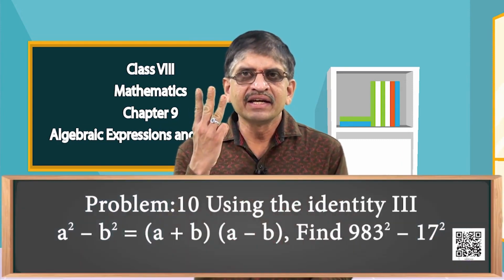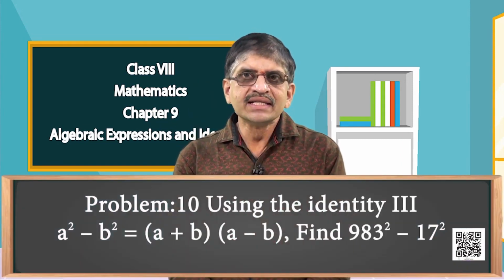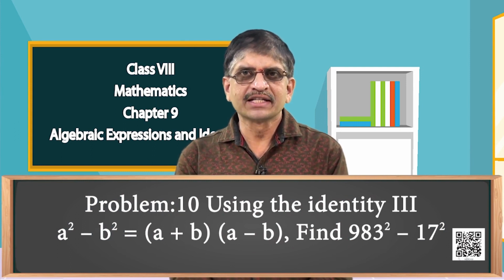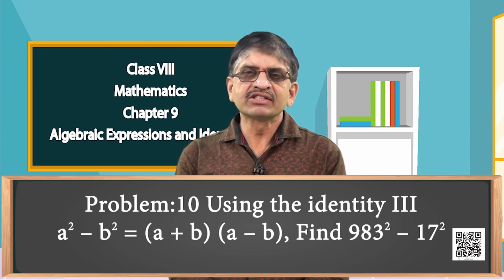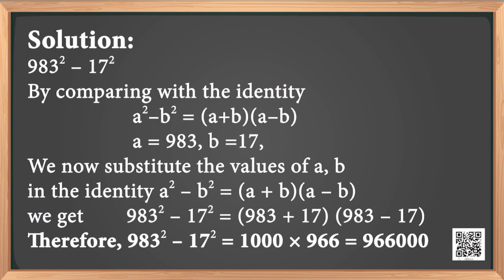Problem 10. Using the identity 3, a² − b² = (a + b)(a − b), find 983² − 17². By comparing with the identity a² − b² = (a + b)(a − b), can you tell me the values of a and b? Yes, you are right. a is equal to 983 and b is equal to 17.